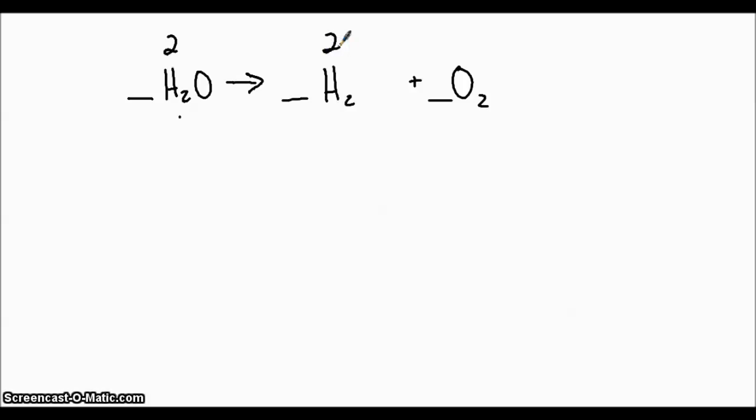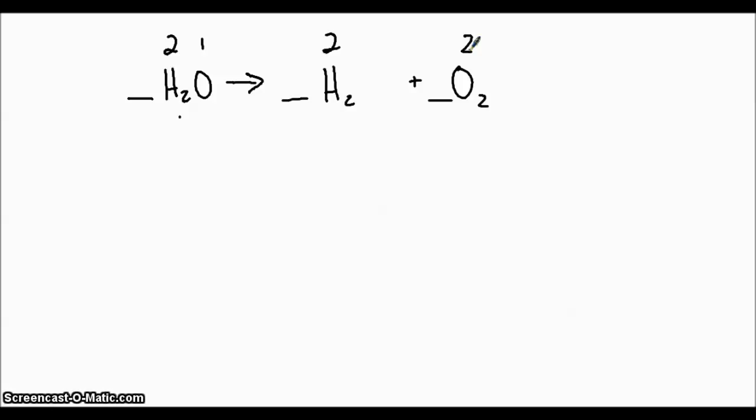Good. That seems to be balanced. I don't have to do anything with there. If I look at my oxygens, I have 1 oxygen here, but I have 2 oxygens on my product side. Now those are not balanced. So I have to do something to change this.